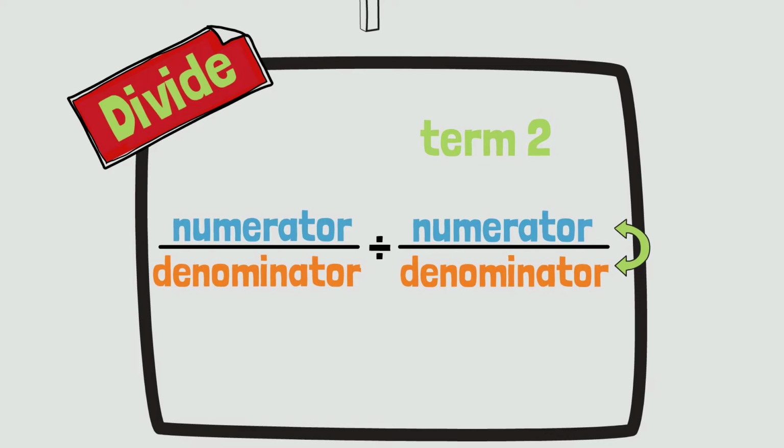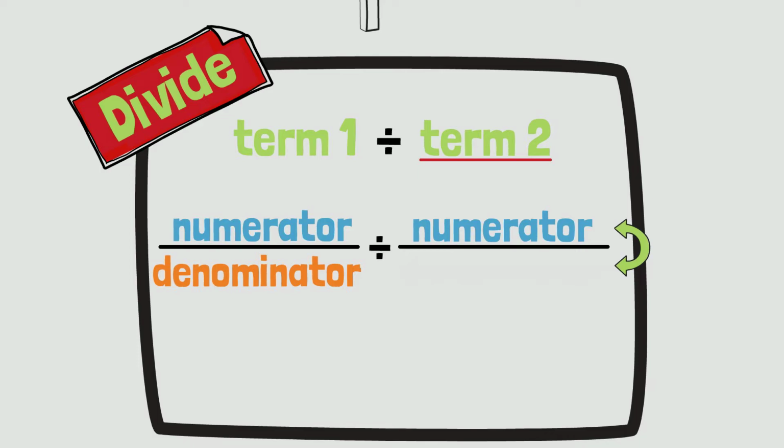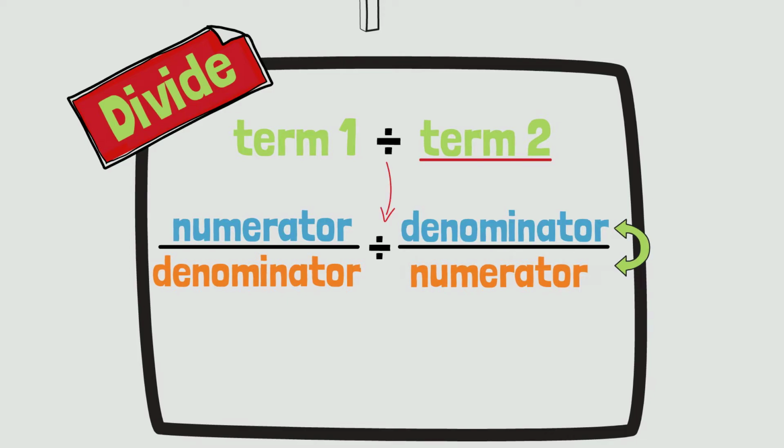Remember that only term 2's numerator and denominator must be swapped around and not term 1. Now, let's look at what must happen with the second term so that we can divide. So term 2's numerator is written below the line and its denominator is written above the line. Then you change the division sign into a multiplication sign. I will explain the steps with an example.